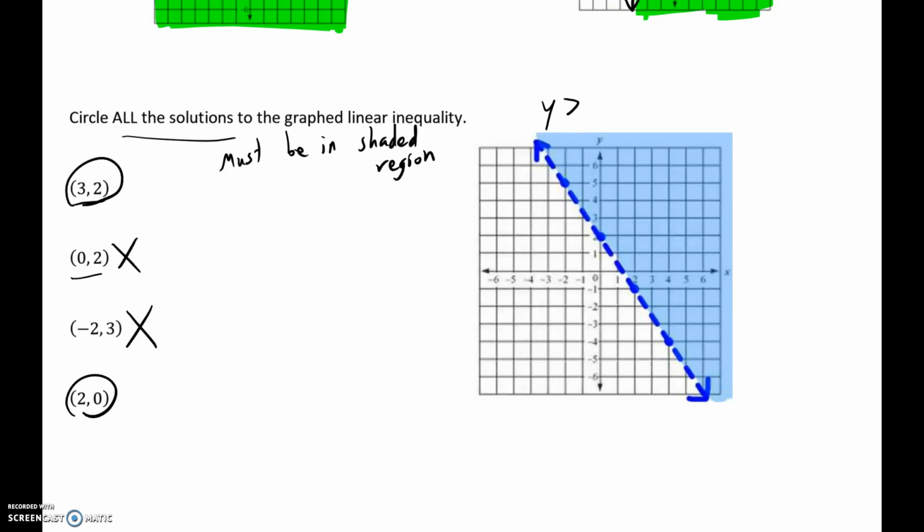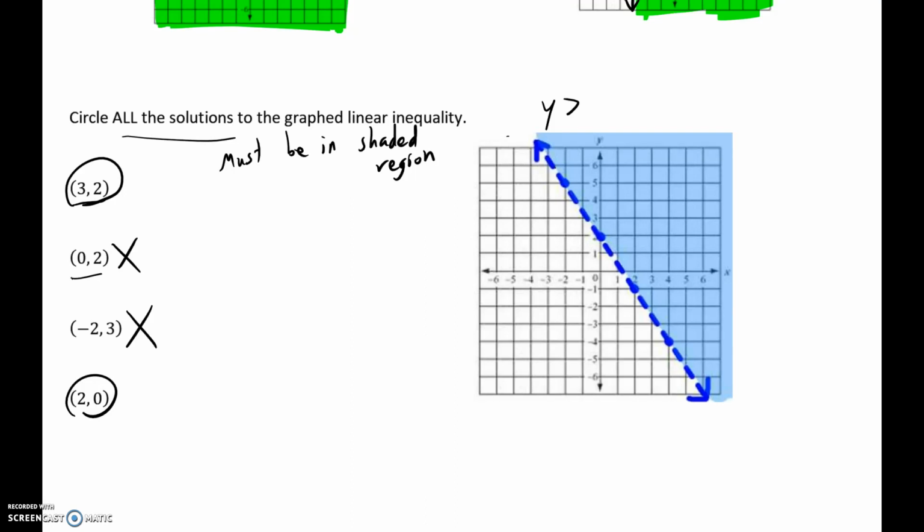So there are 2 points listed here. There are others. For instance, you could pick like the point 1, 5. That's a point that would satisfy. 0, 6. You know, there's all sorts of points. I mean, really, there's a whole half plane of points here that you could choose from. But anyway, those are the only 2 that work for this particular question.